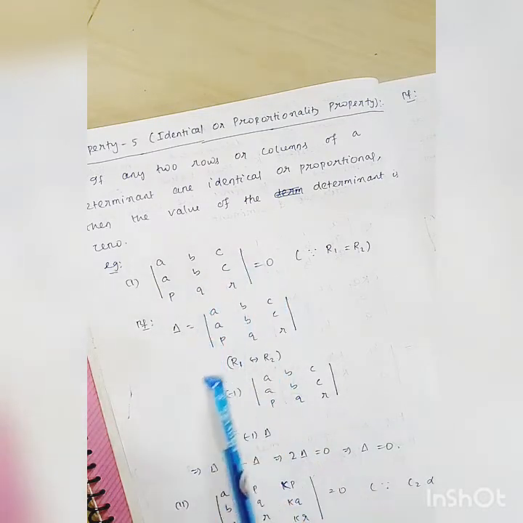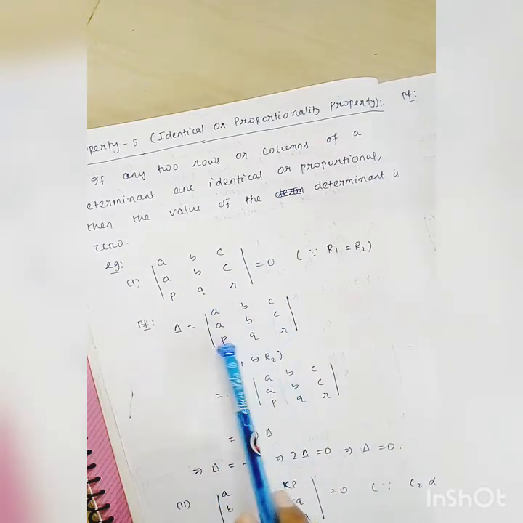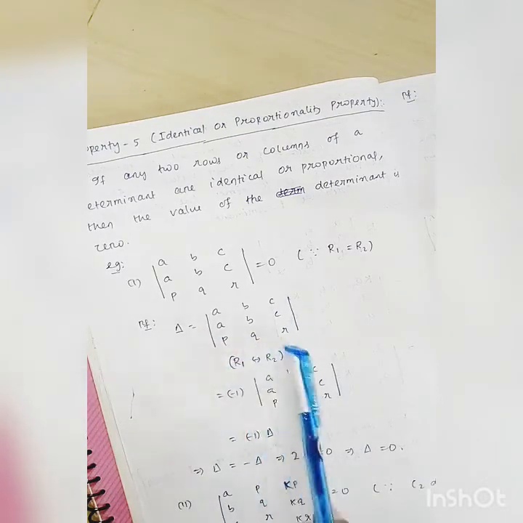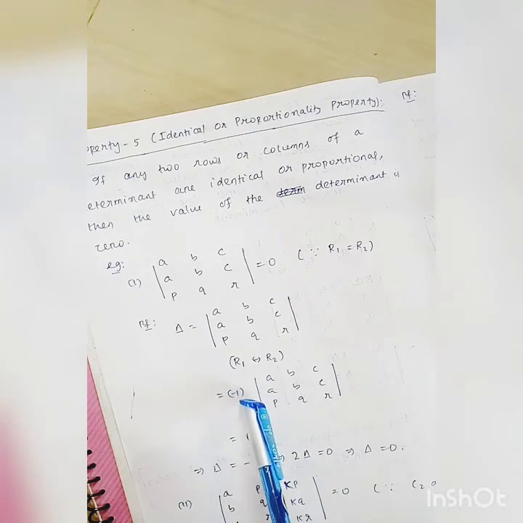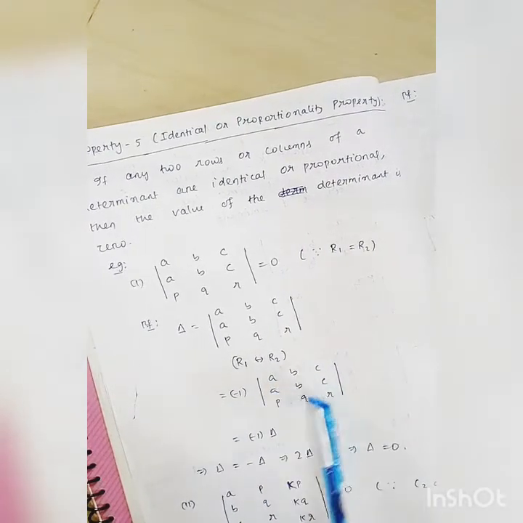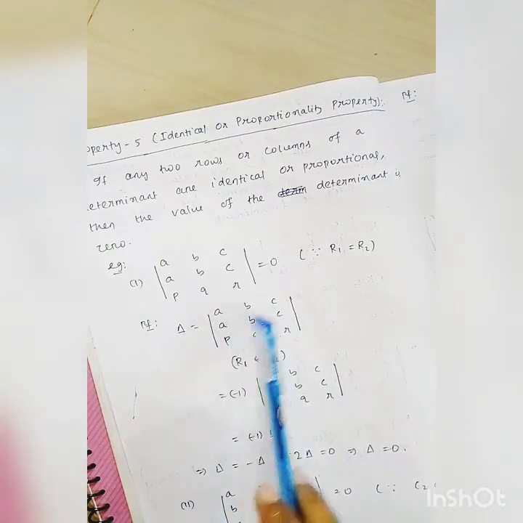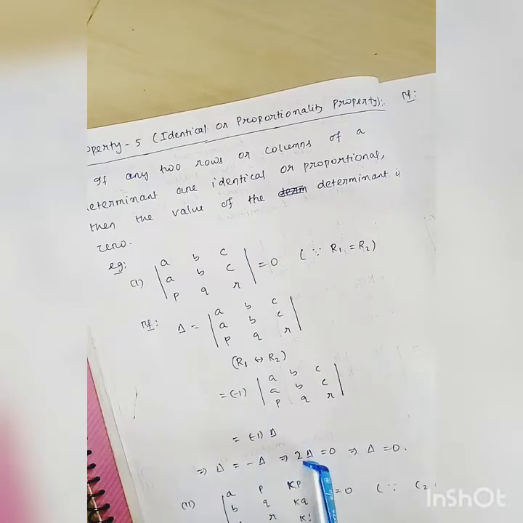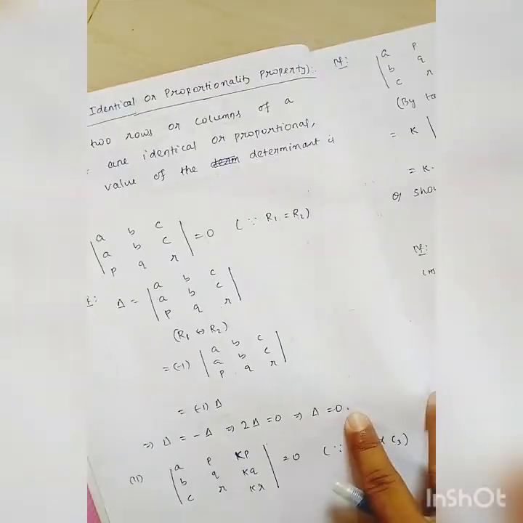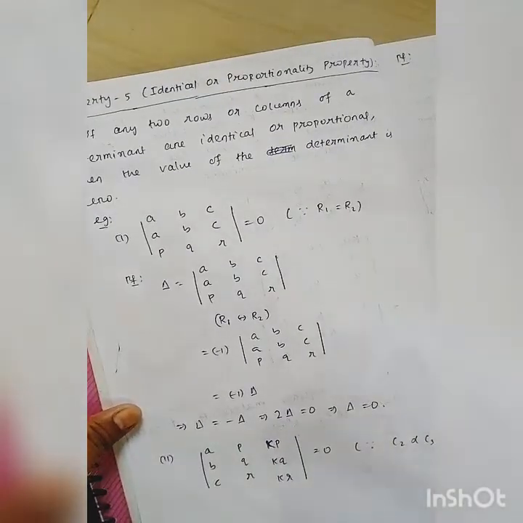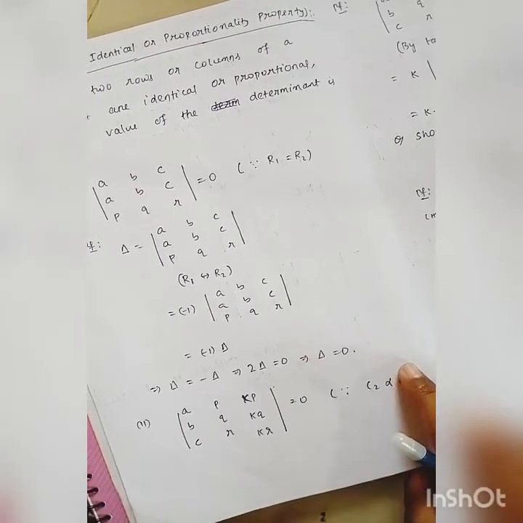We can prove it. Suppose LHS equals this. If we interchange row 1 with row 2, by using the switching property, we have to multiply by a negative sign, that is ABC, ABC, PQR, which is again the delta. So we write minus 1 into delta. So delta equals minus delta, so 2 delta equals 0, which implies delta equals 0. So if any two rows or columns of a determinant are identical, then the value of the determinant is 0.